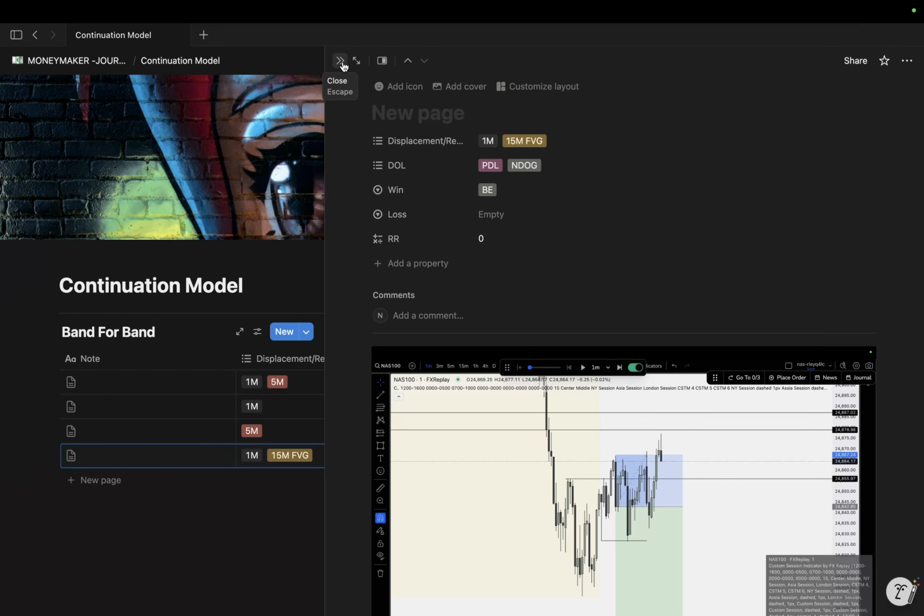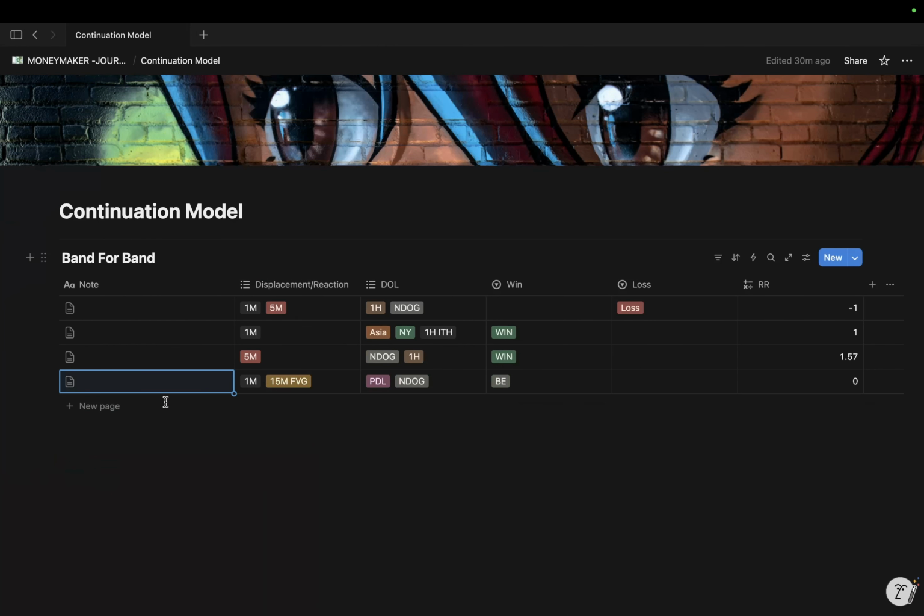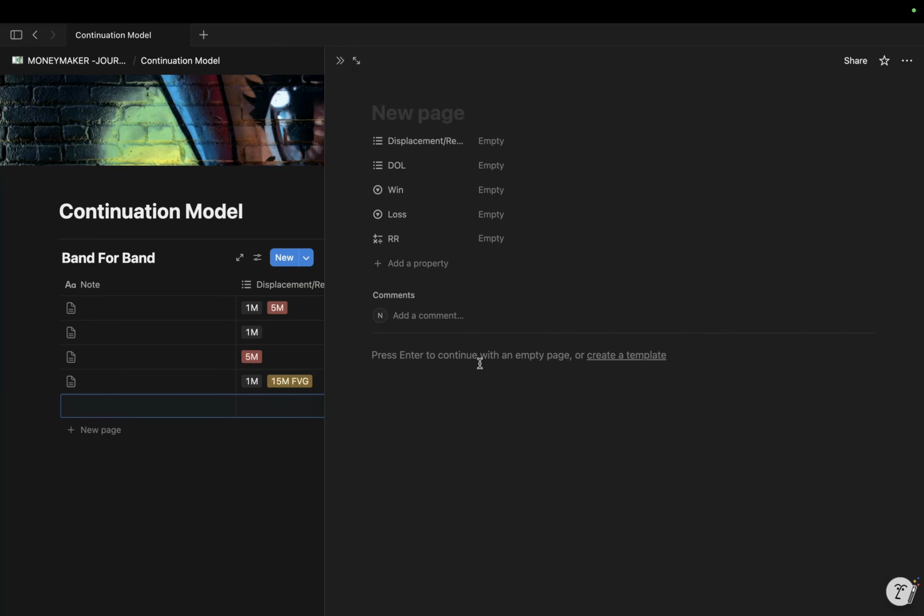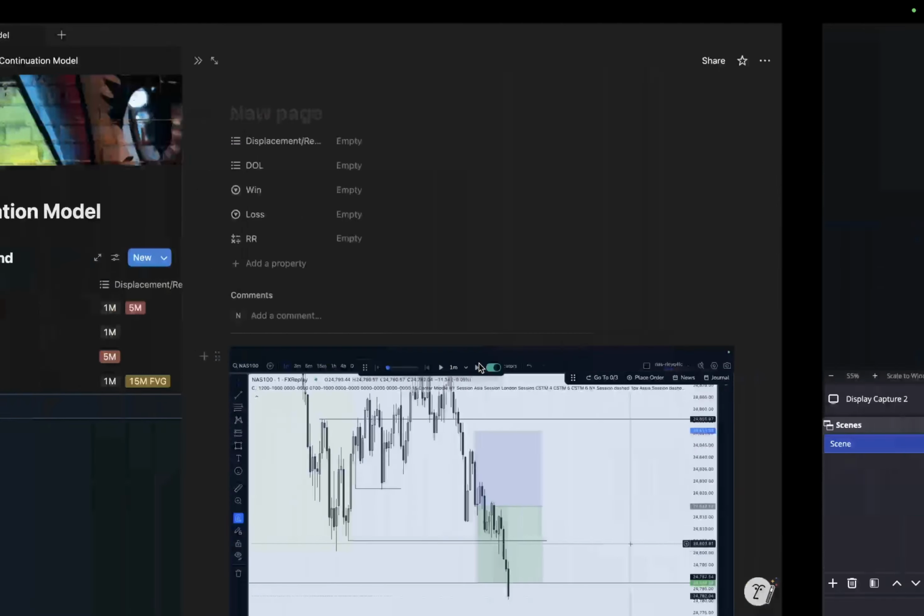Nice trade, nice trade. New page. Open. Paste that thing.